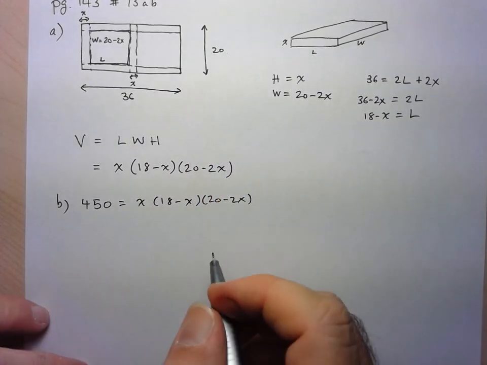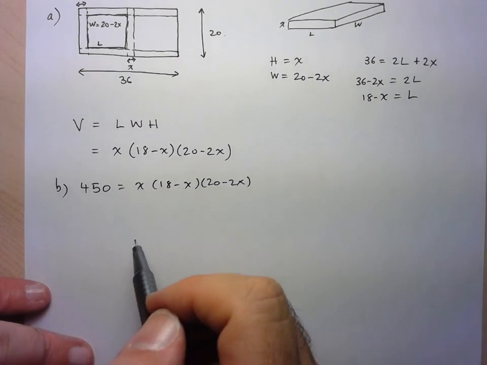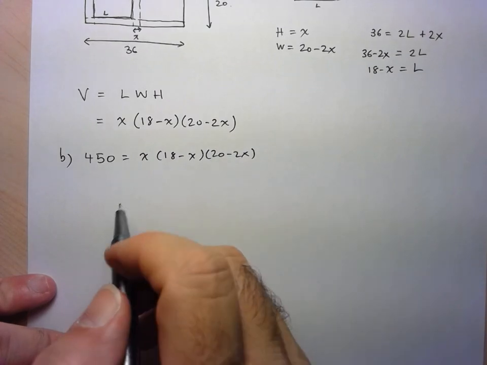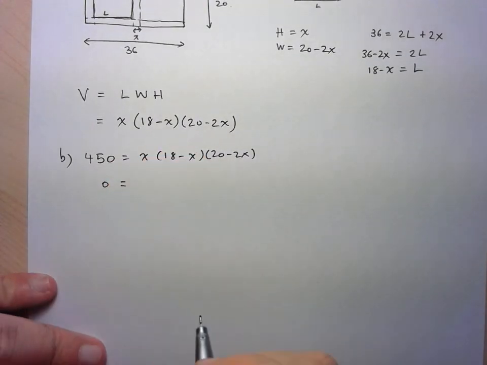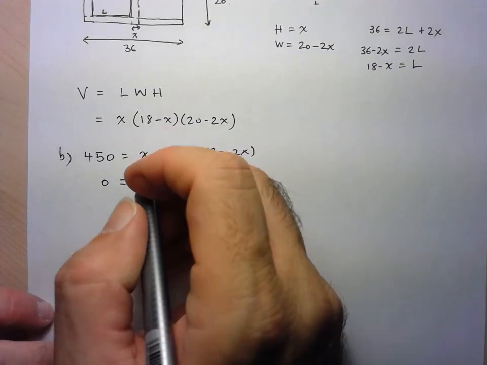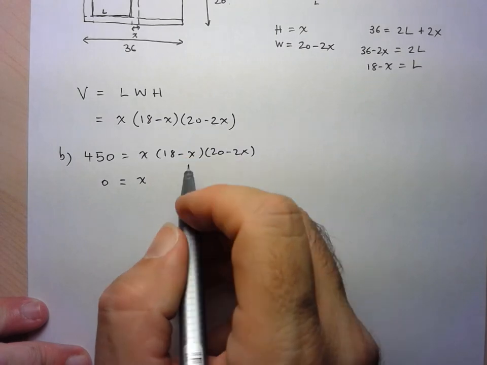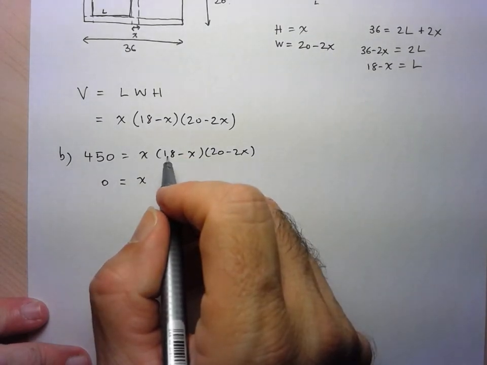All right, now while this is in factored form, I don't have this equal to 0. So that means what I have to do is bring the 450 to the other side, rewrite it in standard form, and then from there, hopefully I can solve by factoring. So here, let's start by multiplying this out. So 2 times 18 is 36, so times 10.